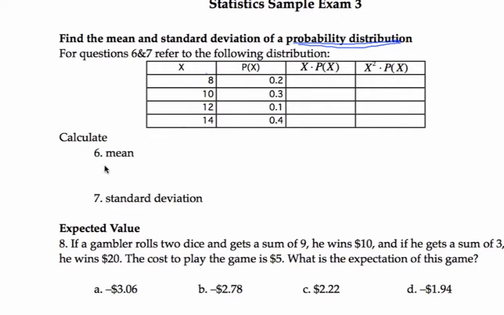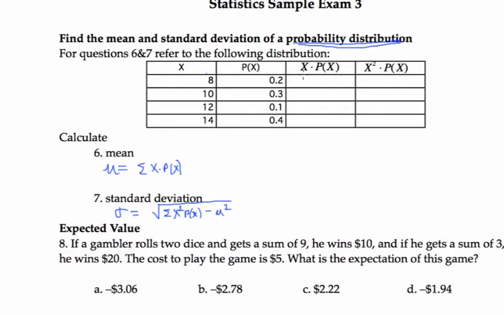To find the mean, I go to my formula sheet and I look up the mean of a probability distribution. It'll tell me that the mean is the sum of the xP(x) column. I look up the standard deviation of a probability distribution, and it will tell me this: square root of the sum of x squared P(x), minus mu squared. So then I go back up. I need the xP(x) column and the x squared P(x) column.